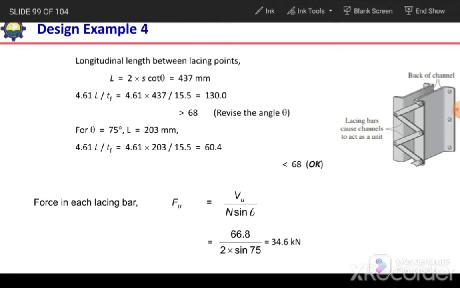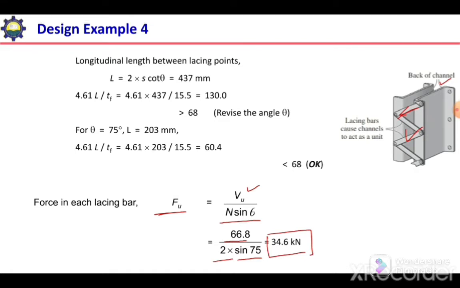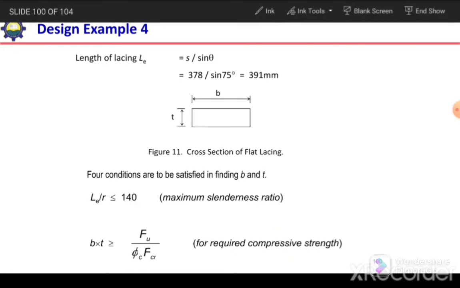After that we need to calculate the compressive force in this lacing element. The compressive force in the lacing element is given by Fu, which is Vu divided by N sine of theta, and here N is the number of faces. So one face on this side and the other face on the back side. So N will be 2, Vu is 66.8, we have already calculated, and theta is 75. So Fu comes out to be 34.6 kilonewton. This is the force in the lacing element.